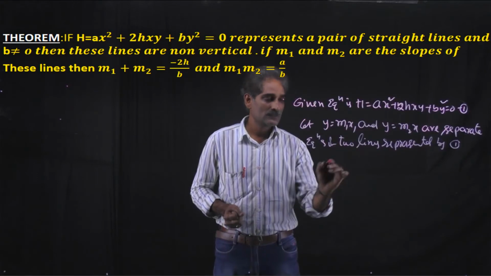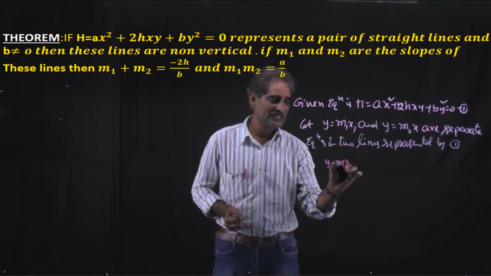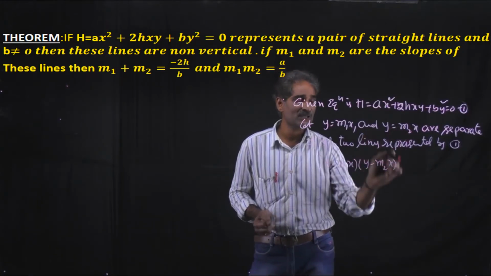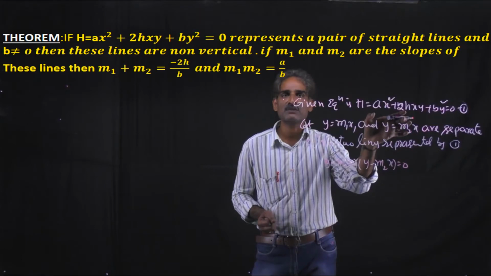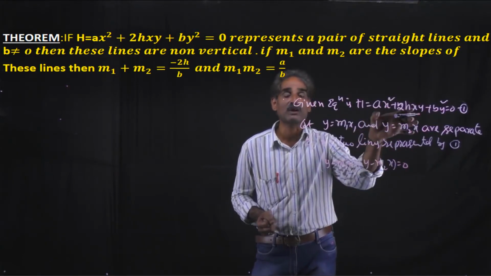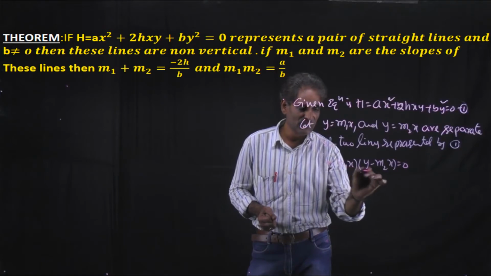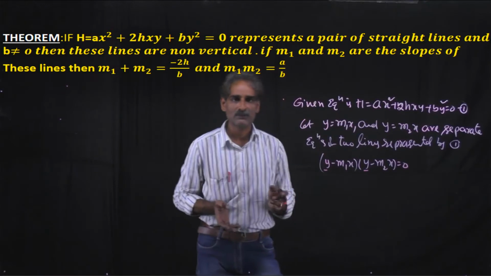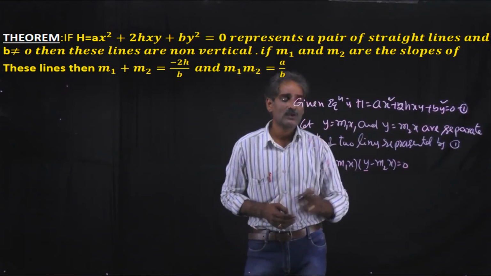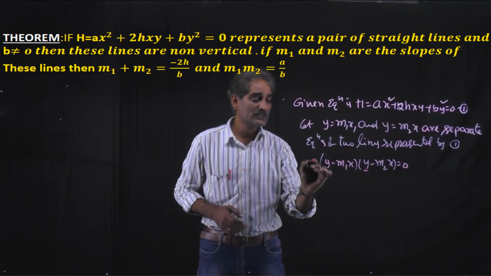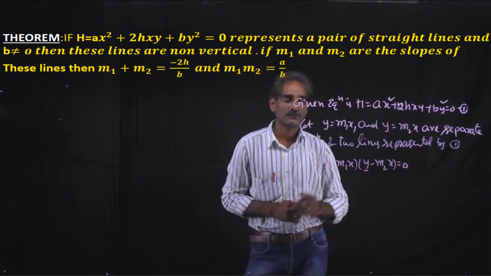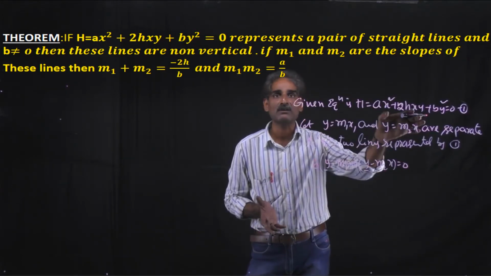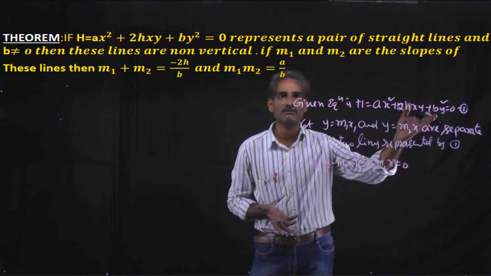Therefore, y minus m1x into y minus m2x is the combined equation of these two. These are the separate equations, and this combined equation is equal to this one. But just observe that here the coefficient of y square is 1, but in the given equation the y square coefficient b is not equal to 1. We can't fix the b value, so we should multiply by b. Then we are getting the y square coefficient as 1, but here b is there.